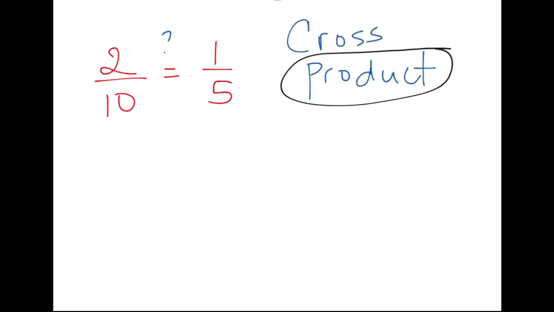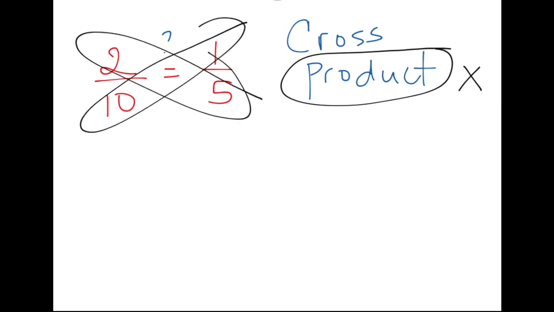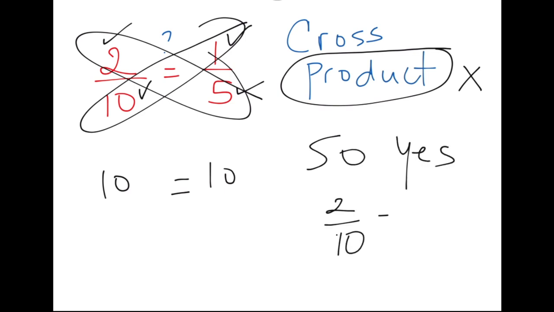Think of 2/10 and 1/5. Are these fractions equal? Are they equivalent? So how do you do that? You use something called a cross product. Product means the answer that you get when you multiply two numbers. So I will multiply this number and this number, see if they are the same. 2 times 5 is 10. 10 times 1 is 10. They are the same. So yes, 2/10 is equal to 1/5 because their cross products are the same.